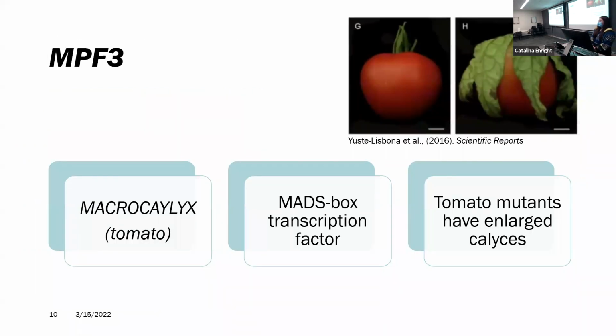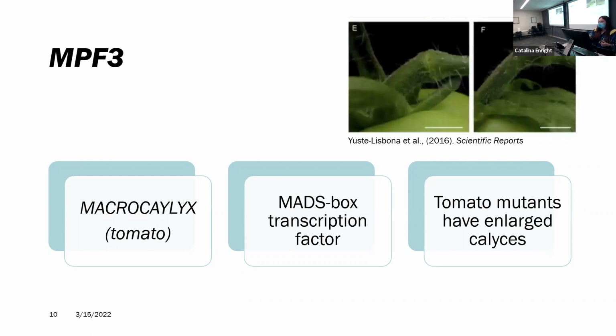The next gene I'll be talking about today is MPF3, which is the homologue of macrocalyx in tomato. Again, it is a MADS-box transcription factor, and in tomato has been thought to interact with J. So I'm hoping to knock out multiple parts of this protein complex that is theorized. In this case, in tomato, when you knock out this gene, you have large calyces, which are shown in the diagram on the top right, compared to the wild type, but it also interacts with J. So you aren't forming an abscission zone.